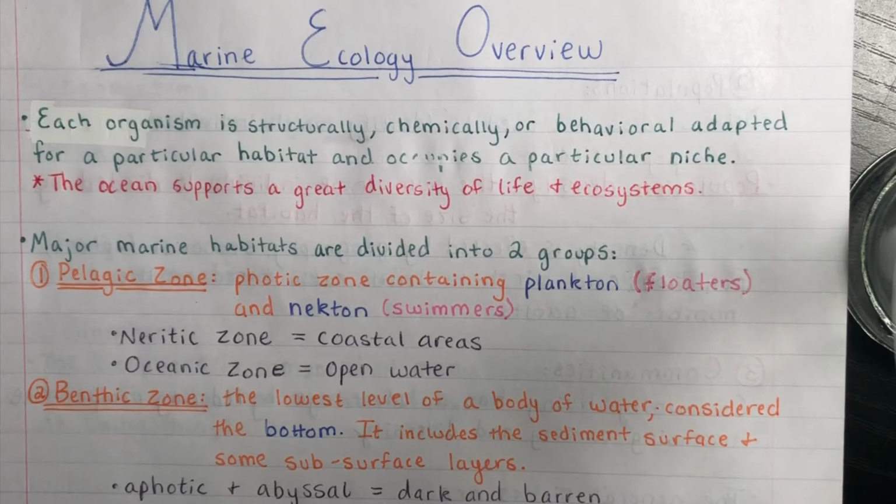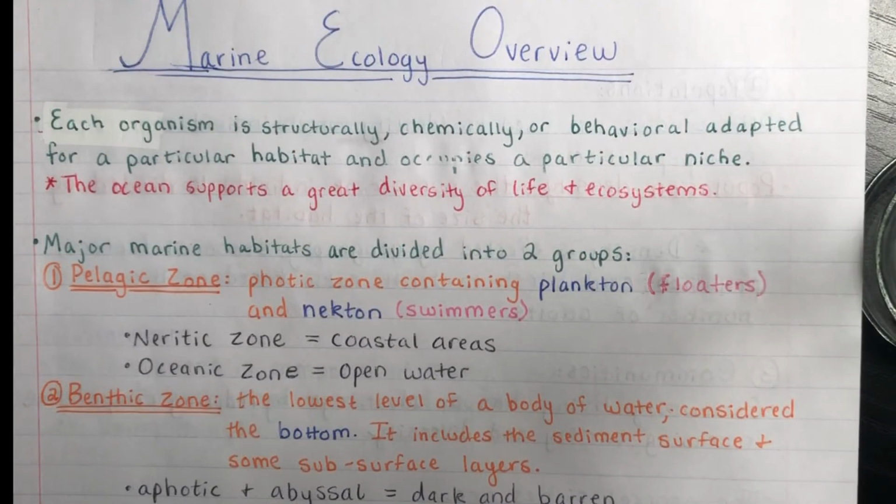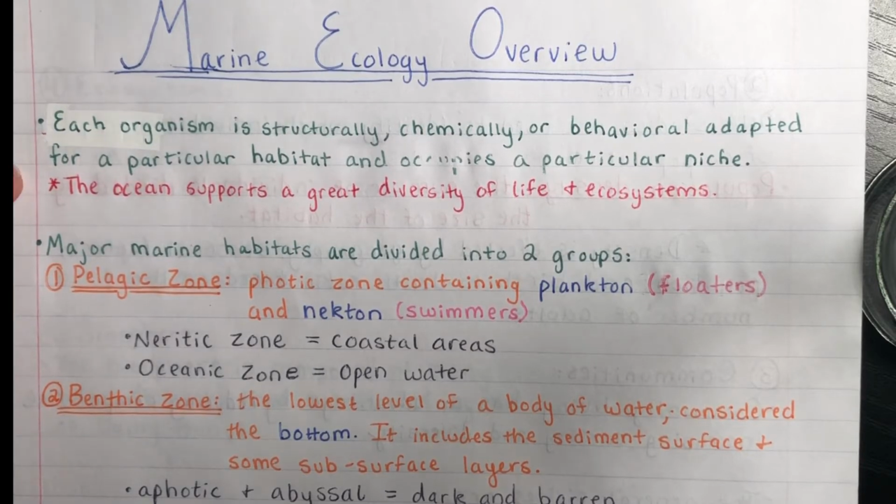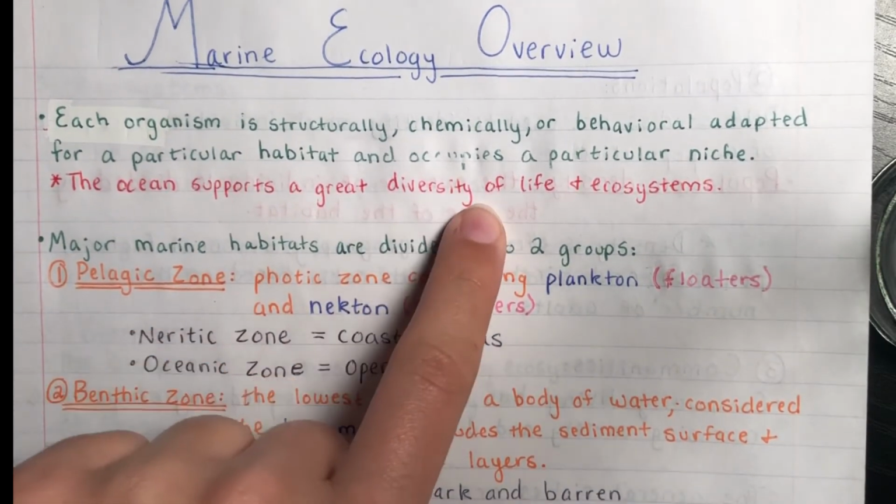All right, and the ocean supports a great diversity of life and ecosystems. What this means, structurally, we've talked about organisms that have adaptations such as swim bladders to help them float and beat the odds of all that deep pressure. Structurally and chemically together, organisms that could do photosynthesis differ. Behaviorally, we have dolphins, for instance, that live in our pelagic zone because they are very social organisms. To live in that open water, compared to coastal areas, is very important to them. So the ocean is going to support this vast amount of great diversity, okay?